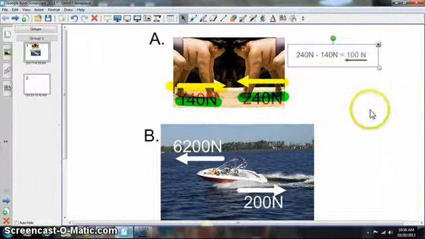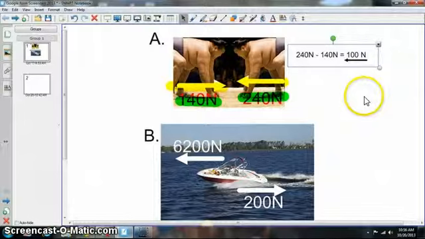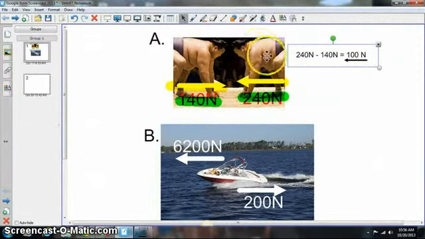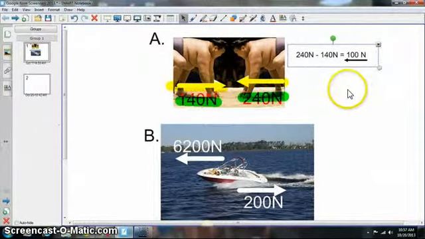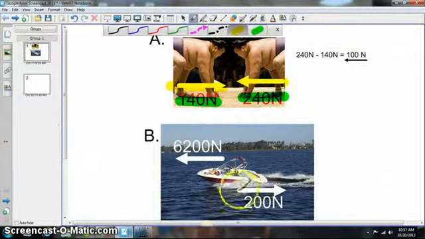So if we look over here, we'll see that if we take the difference, meaning we're subtracting 240 newtons minus 140 newtons, it is equal to 100 newtons of force to the left, which means that the sumo wrestler here on the right is going to push the sumo wrestler on the left back with a vector force of 100 newtons. Okay? So now let's take a look down below at the boat example.